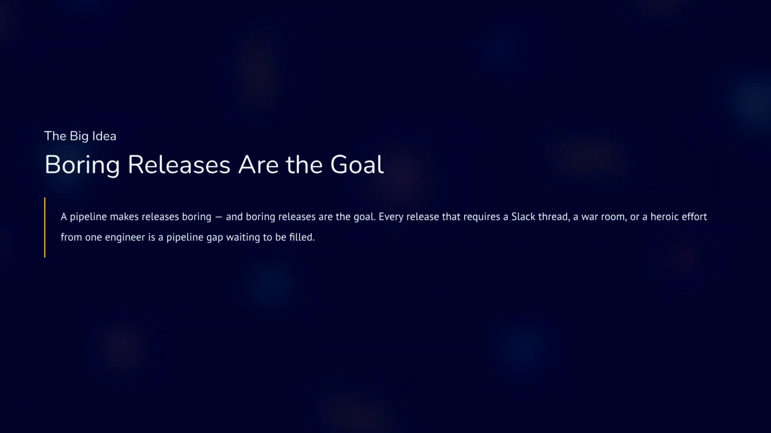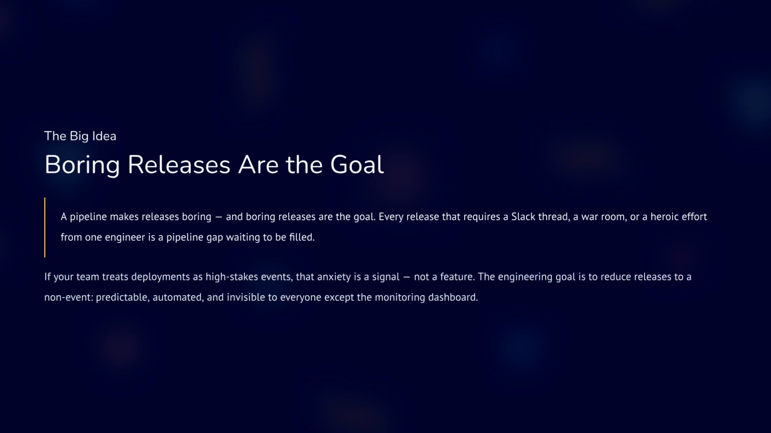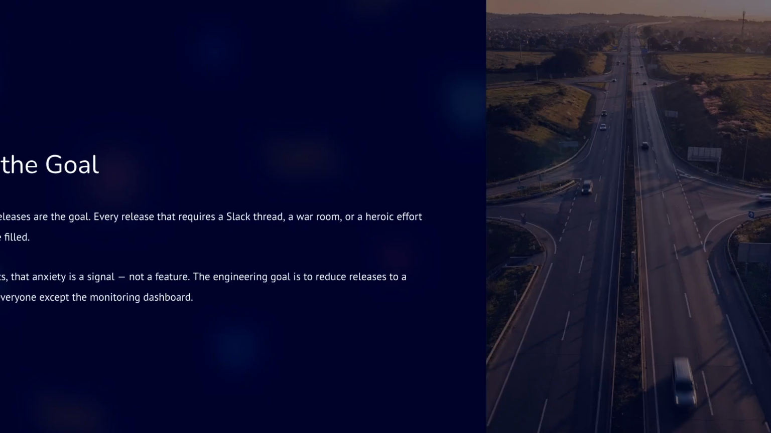The big idea is that boring releases are the goal. When deployments are treated as high-stakes events, that anxiety signals a pipeline gap. The goal is to make releases predictable, automated, and invisible.